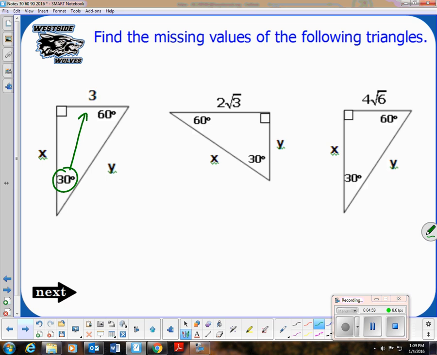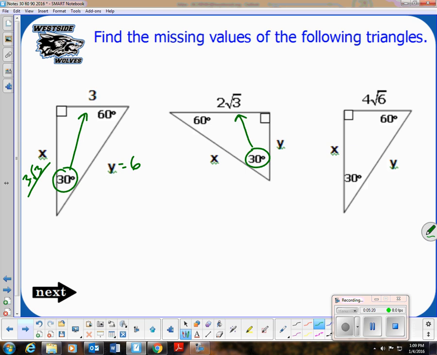So if the shortest leg is x, the hypotenuse is twice the shortest leg, so that makes this 6. And the longest leg is the shortest leg, which is 3, times the square root of 3. So that's 3 square root of 3. And if you memorize this and say it over and over again, you can actually walk right through the whole thing. So again, short angle, short leg.